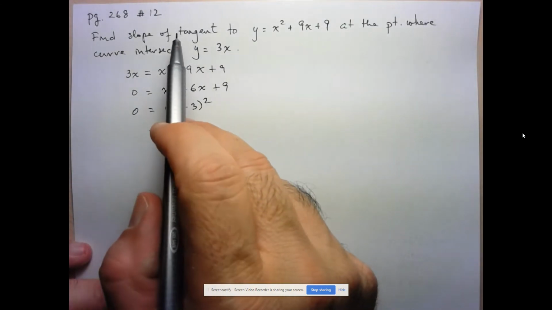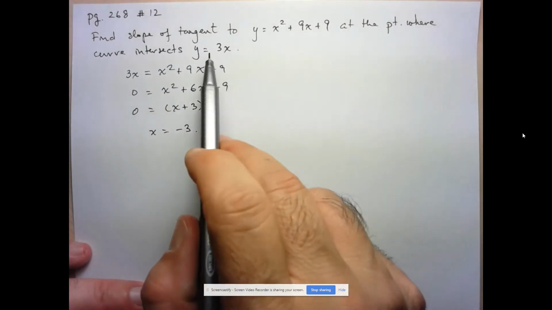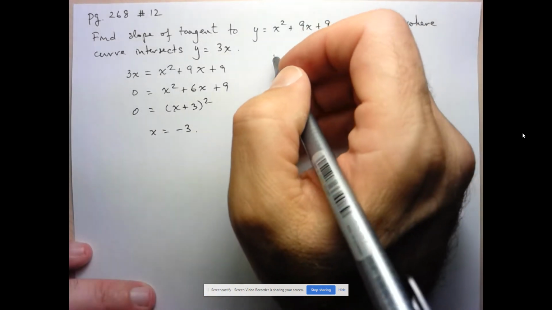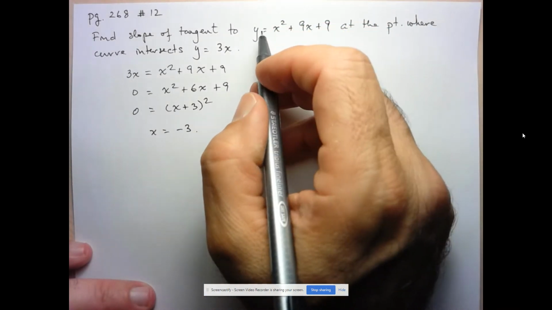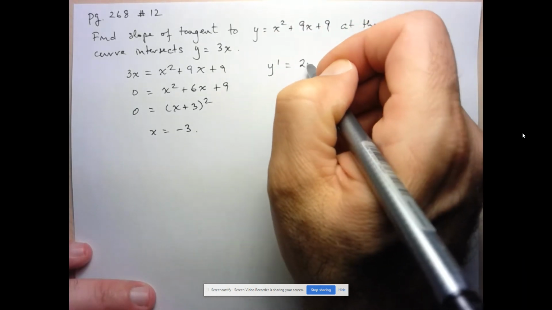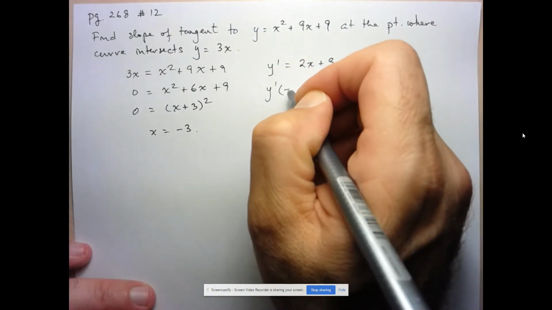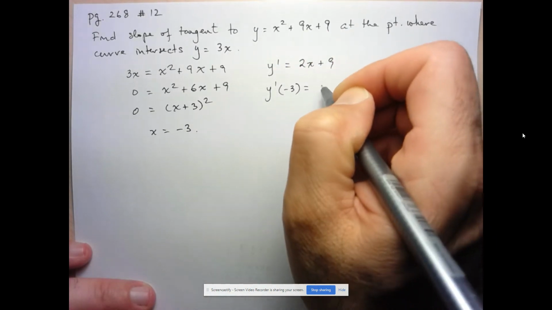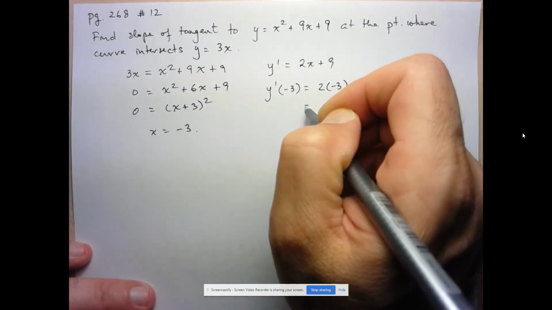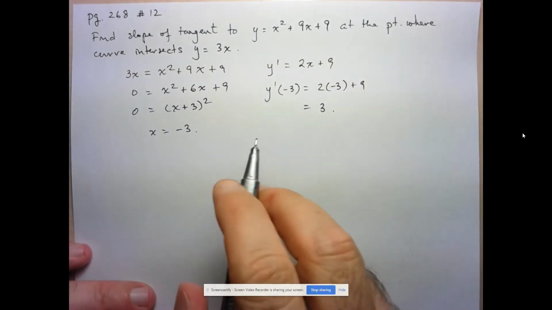If I want to find the slope of the tangent to this curve where it intersects this line, I know that's going to occur at x equals -3. To find the slope of the tangent, I just have to take the derivative. So y prime is equal to 2x plus 9, and then I want the slope of the tangent at -3. That's 2 times -3 plus 9, so -6 plus 9 is equal to 3. There's the slope of my tangent.